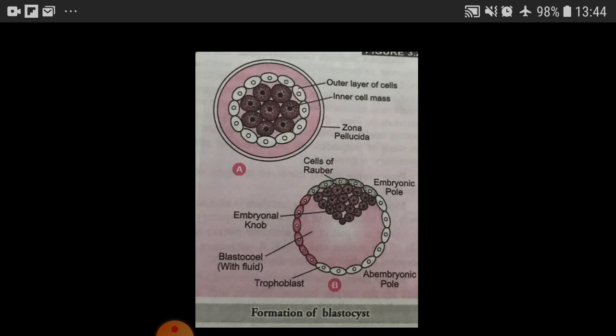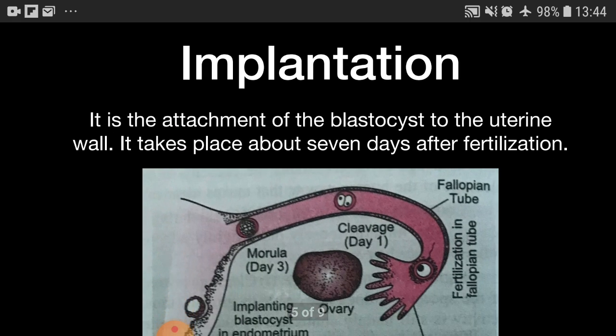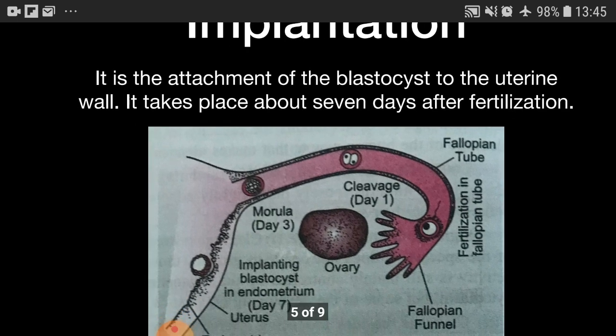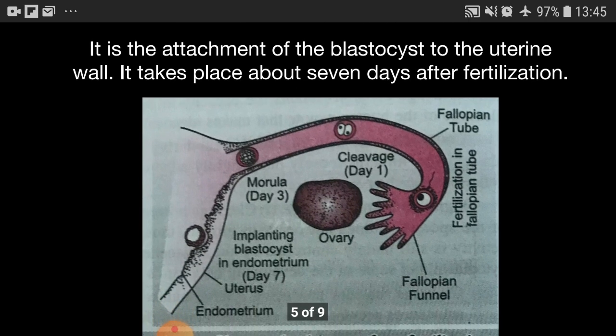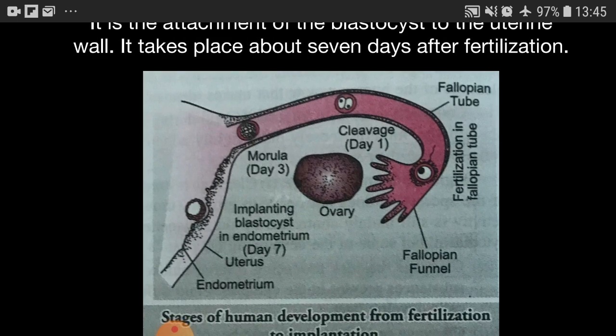So next, what we are going to talk about is implantation. Up till here I hope everything is clear to you. So now we talk about implantation. What is implantation? It is the attachment of the blastocyst to the uterine wall. It takes place about 7 days after fertilization. So it takes 7 days for implantation to take place. Here you can see the stages of human development from fertilization up to implantation in the diagram.